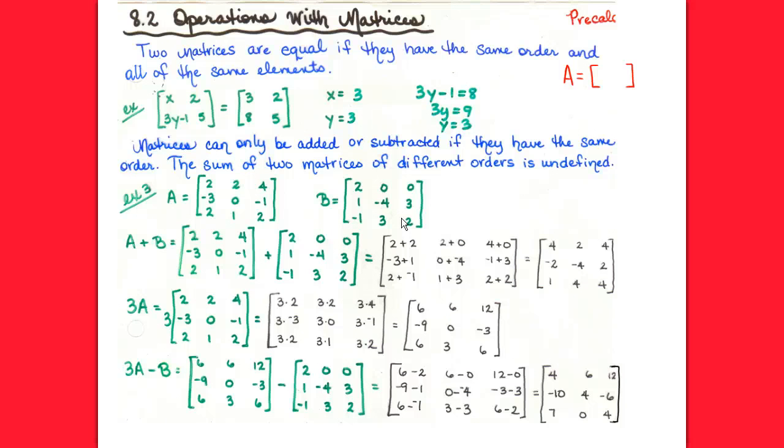So if I want to add matrix A plus matrix B, I'm going to take what's in the first row, first column, plus what's in the first row, first column, and I'm going to put that answer in the first row, first column. Same idea with the next one. I'm going to take first row, second column, plus first row, second column, and put that in first row, second column. And then we keep going with that same idea. 4 plus 0 is equal to 4. Negative 3 plus 1 is equal to negative 2. And we keep going all the way through the matrix that way.